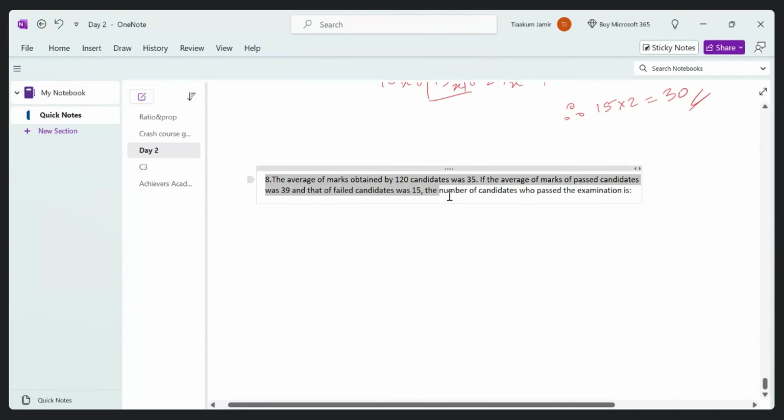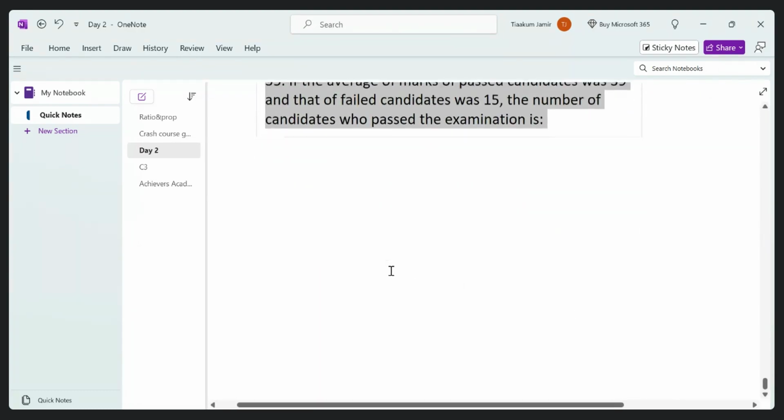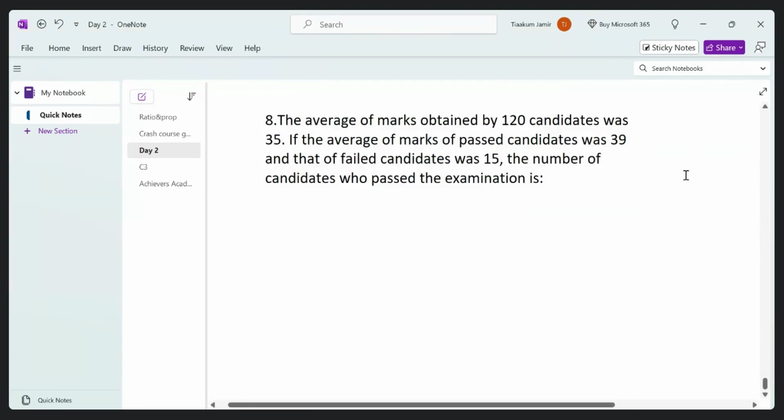Now, this one is called misplacement, right? Misplacement average day. Now, here, the average of marks obtained by 120 students. Total number of observation is 120. The average of 120 candidates is 35.